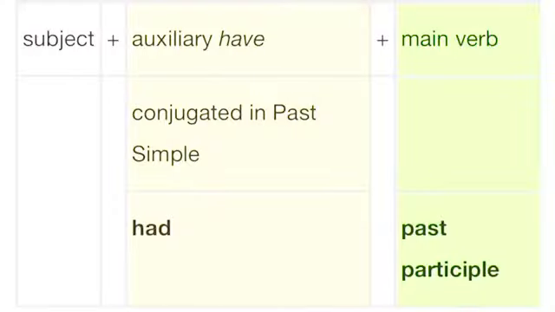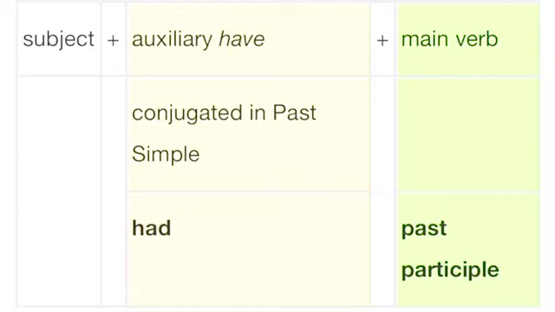Students, I hope that you people have got the idea of the past continuous tense. Now let us move down to the past perfect tense. So students, that's your structure for the past perfect tense, where you have the subject plus the auxiliary have plus the main verb. Got it?